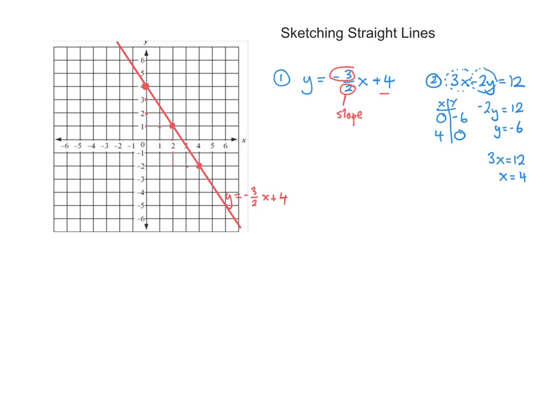So where's the point 0, negative 6? That's there. Where's the point 4, 0? That's there. And all we need is a line. And that looks good enough. Not bad at all. And that's the line 3x minus 2y equals 12.